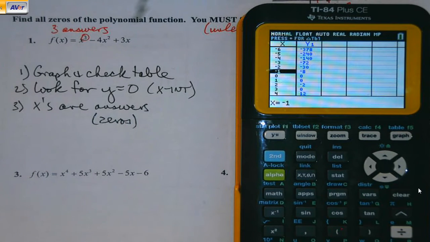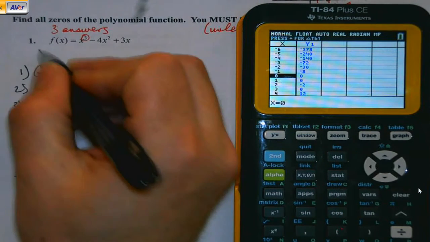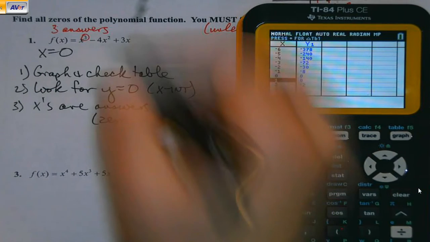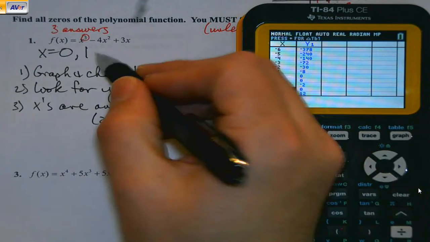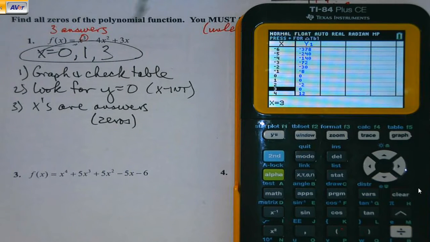And this time, I'm super fortunate because I get exactly what I hope for. I start scrolling down, I'm like, ooh, there's a y equals 0. So x is 0. Ooh, there's another y equals 0. X is 1. And sweet. I got all 3 answers from the chart. This will not happen often enough for some of you, okay?